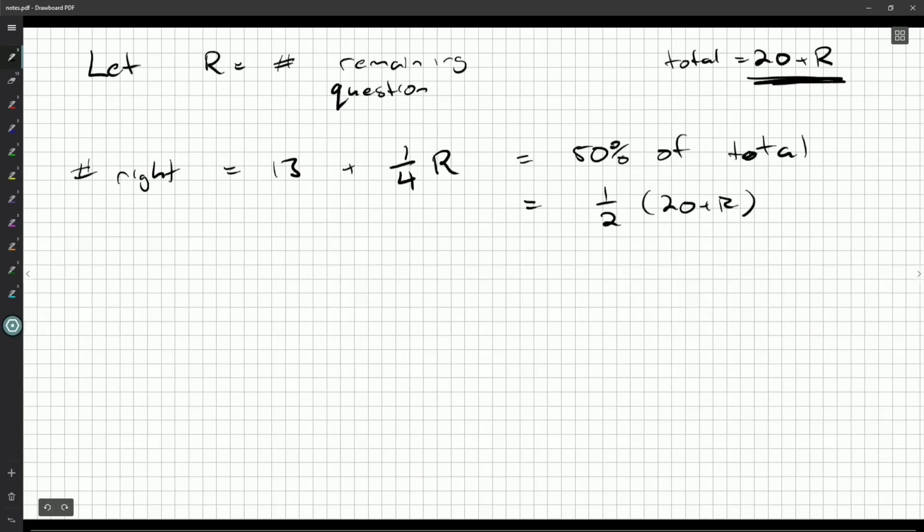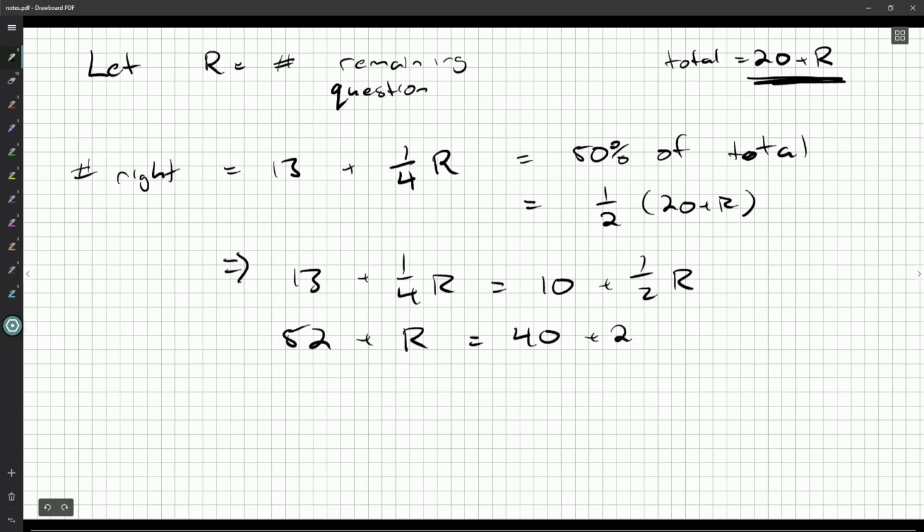as we already said. So if we simplify, we can say 13 plus 1/4 R is a half times 20 is 10, plus a half R. If we multiply both sides by 4, we get 52 plus R is equal to 40 plus 2R.